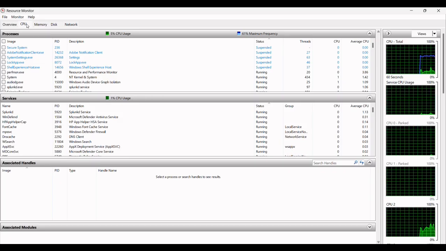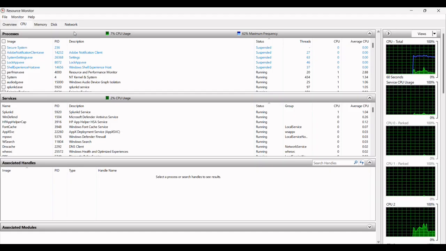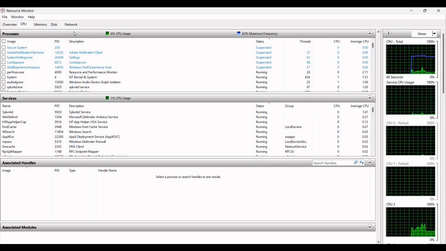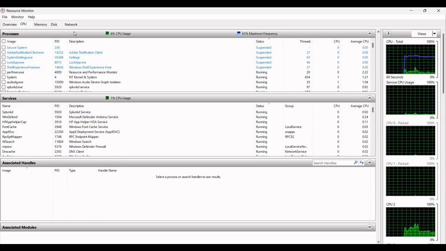Now we are inside the CPU tab of Resource Monitor. Compared to Task Manager, Resource Monitor provides much deeper visibility into process activity, services, handles, and system resource usage. This tool is extremely useful during advanced troubleshooting and performance investigation.